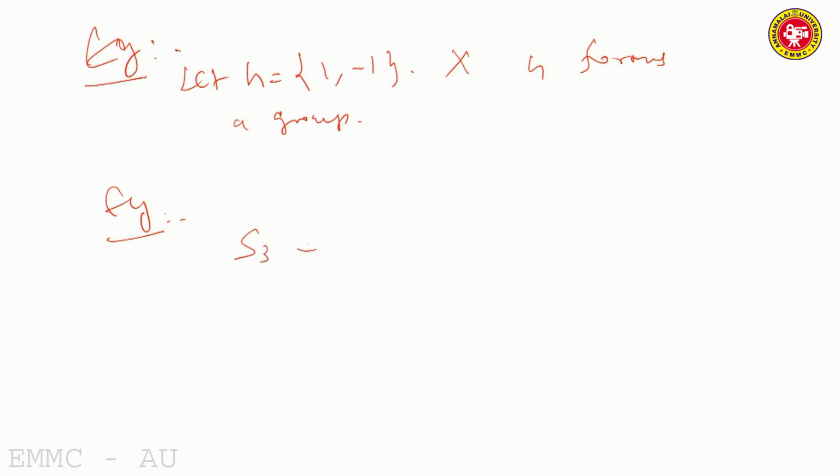S3, the set of all permutations of 3 elements, forms a group. We now take a problem.